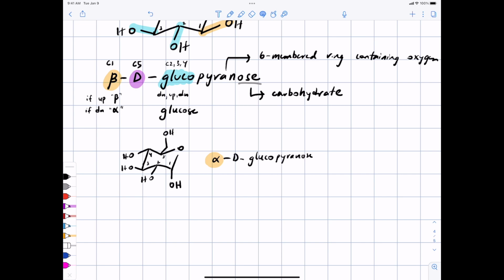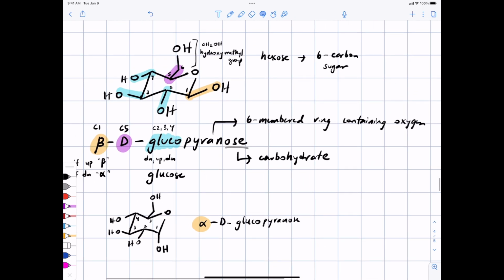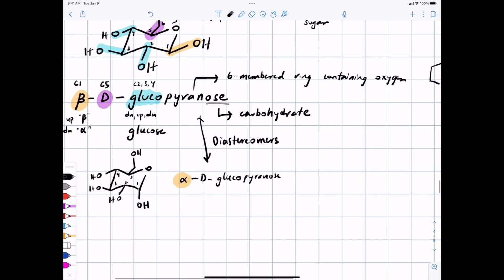All right. What's the relationship in stereochemistry between beta-D-glucopyranose and alpha-D-glucopyranose? Oh, that's a hellish blast from your past, right? 351. What are these? Diastereomers and enantiomers. They're diastereomers. They differ at at least one, but not all stereocenters. Yes, the beta and alpha forms are diastereomers. They're a special kind of diastereomer.